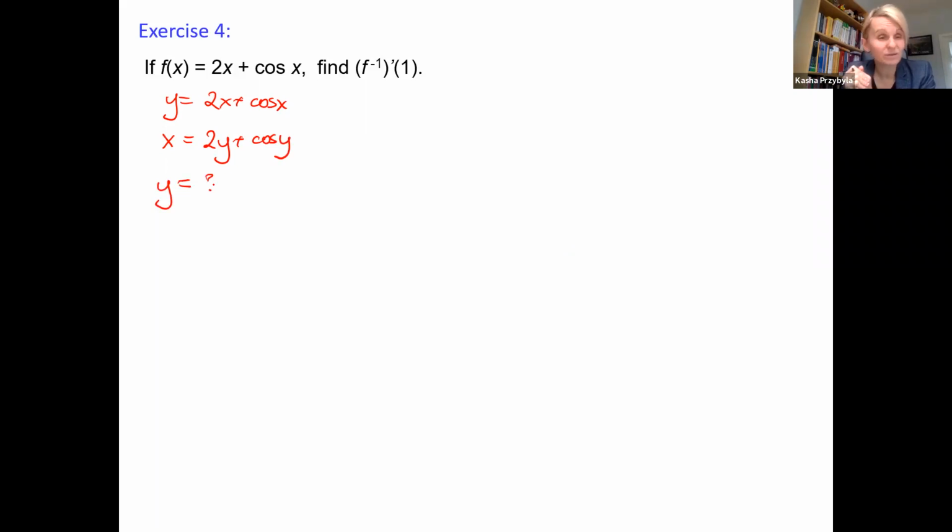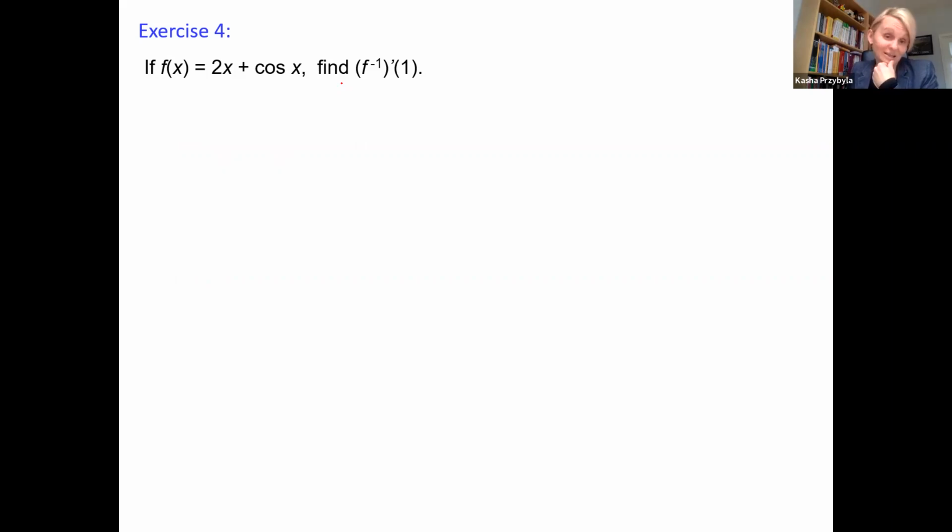Do you think it's easy to solve this type of equation for y? 2y plus cosine of y. How can I isolate y? We have a linear function, 2y, and cosine, a trigonometric function. How can I pull out that y? We can see it's not easy, and sometimes it is not even possible. This is a situation where we can't even find the formula for the inverse. But we know that we can skip that step. We can still have the value of the derivative of the inverse at 1 without having the formula.